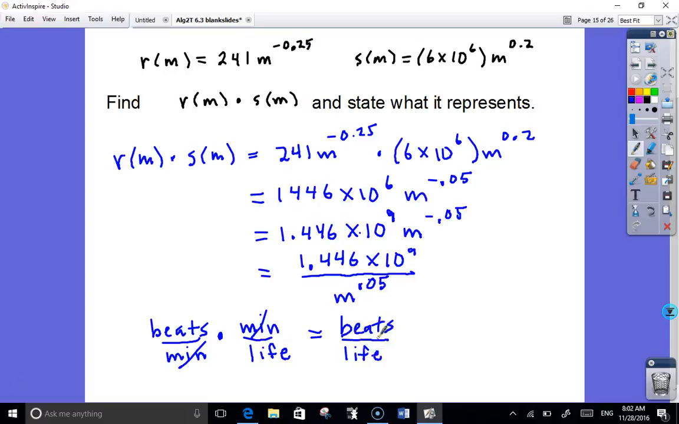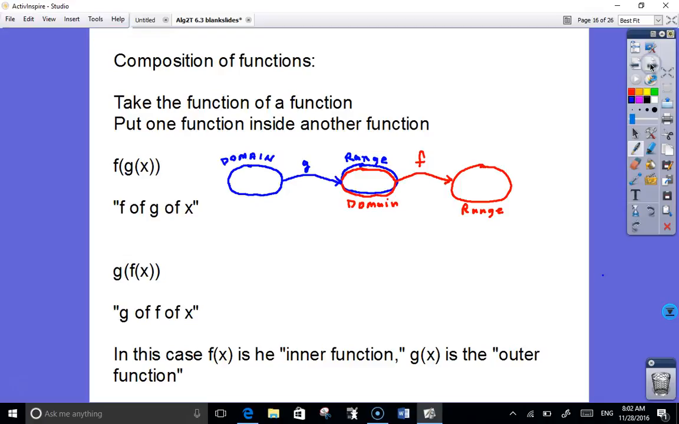I don't know whether you had much experience with canceling units and things like that. When you get to chemistry, you do that kind of stuff all the time, and maybe in some other science classes. So multiplying the heart rate times the lifespan, since they're both in the same units, minutes, it's going to give you how many total beats this white rhino is going to have.